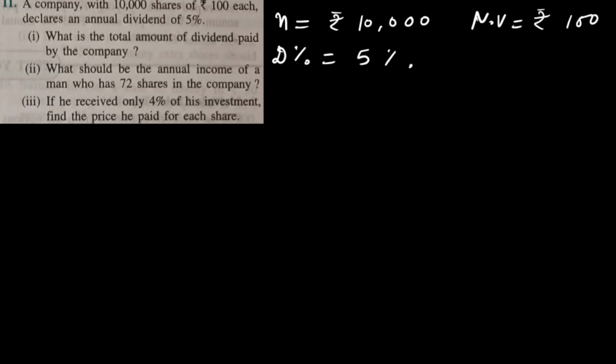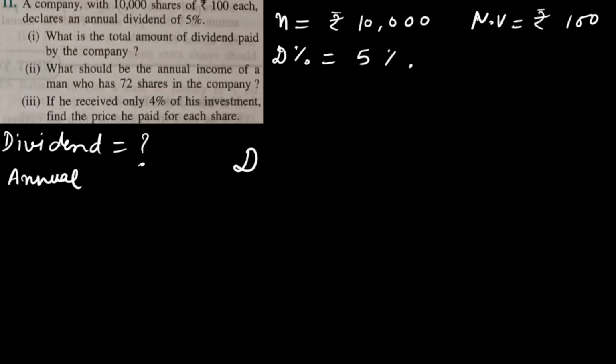What is the total amount of dividend paid by the company? So the total dividend paid by the company we have to find. Then what should be the annual income of a man? So annual income we have to find. If I am talking about dividend, dividend will be paid by the company. In other words, I can say a man or a person earns it. So both ways we can talk: dividend given by the company, or profit earned by the man, or income earned by a person. So you don't have to get confused.